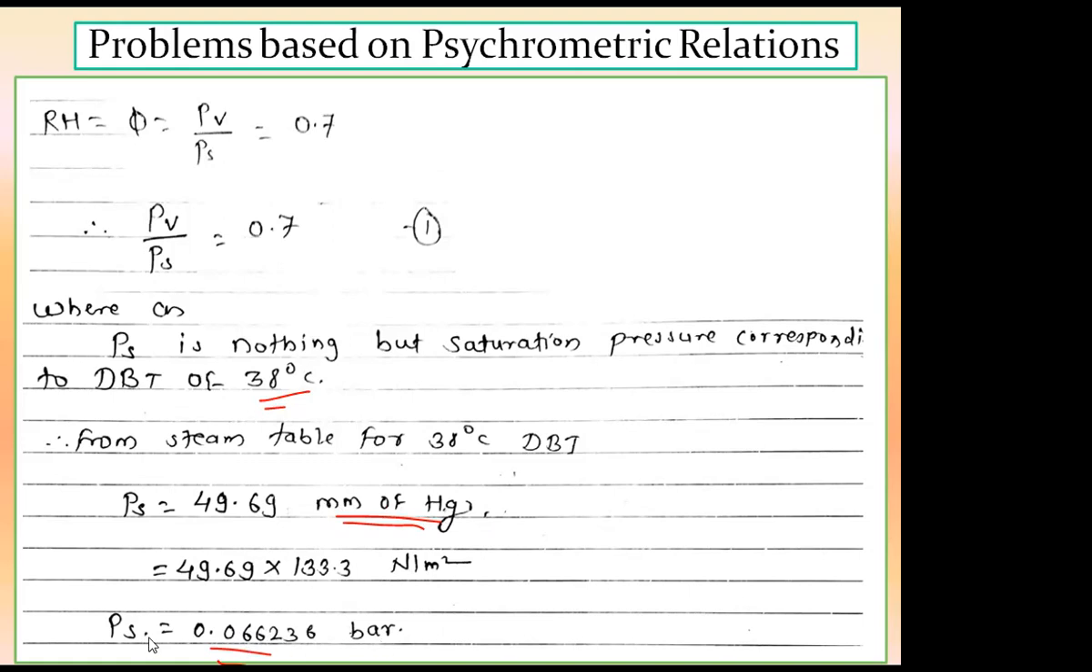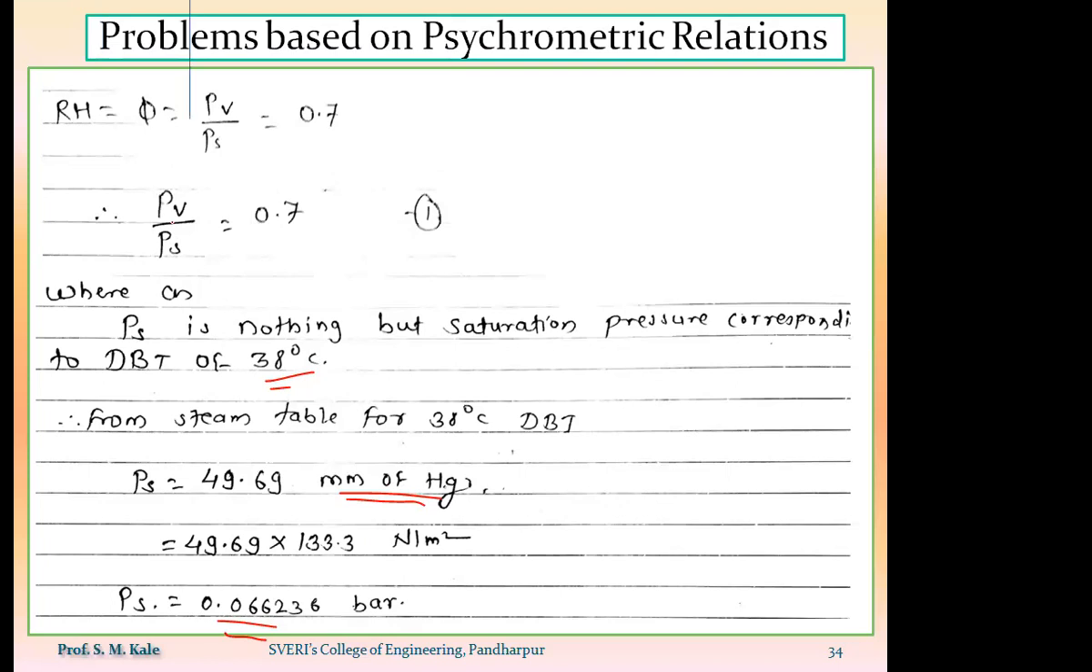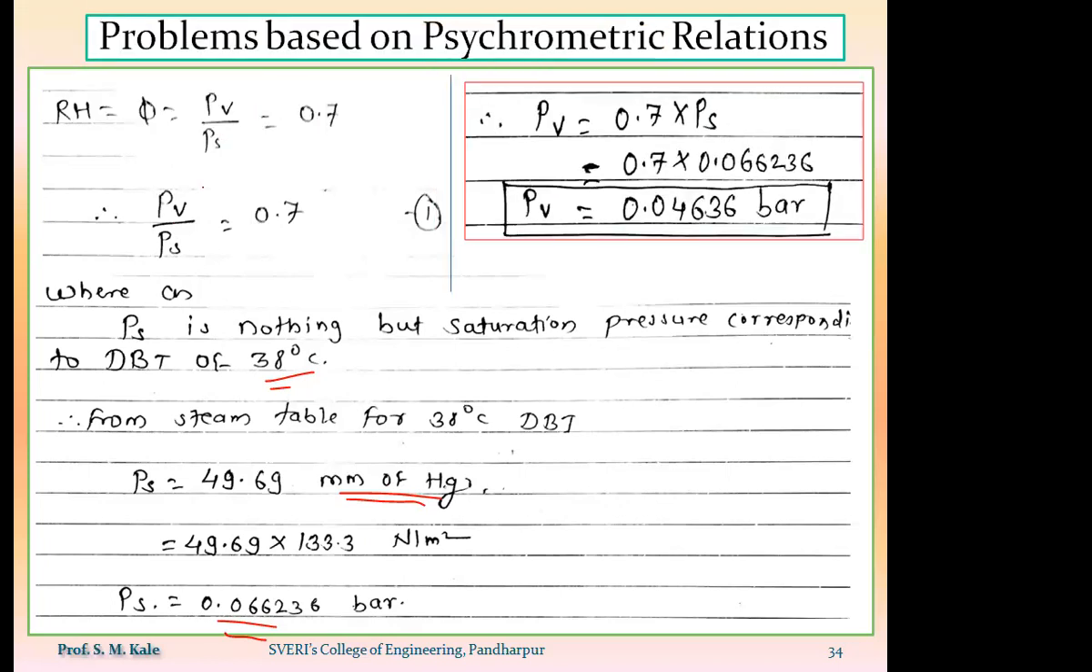बार मध्ये मिळते. सो हियर आय एम गेटिंग द व्हॅल्यू ऑफ पीएस. पुट दॅट व्हॅल्यू ऑफ पीएस हियर. आय विल ऑटोमॅटिकली गेट द व्हॅल्यू ऑफ पीव्ही. So here I will get the value of PV. आता व्हॅल्यू ऑफ पीव्ही मिळाल्यानंतर त्याच्या करस्पॉन्डिंगचं जे काय टेम्परेचर असणार आहे, 0.04636 बार, त्याच्या करस्पॉन्डिंगचं जे टेम्परेचर असणार आहे ते म्हणजे ड्यू पॉइंट टेम्परेचर असणार आहे.